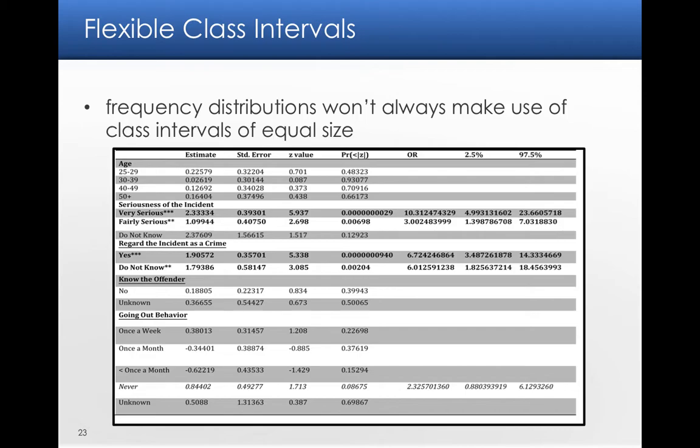They won't always make use of class intervals of equal size. Here you can see one that I did for a class project. Notice the age 25 to 29 is a 4-year period. Then we have a 10-year period, another 10-year period, and then 50 plus.